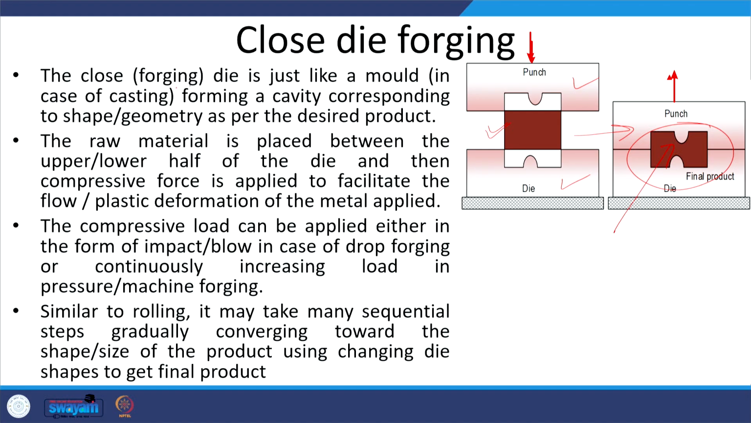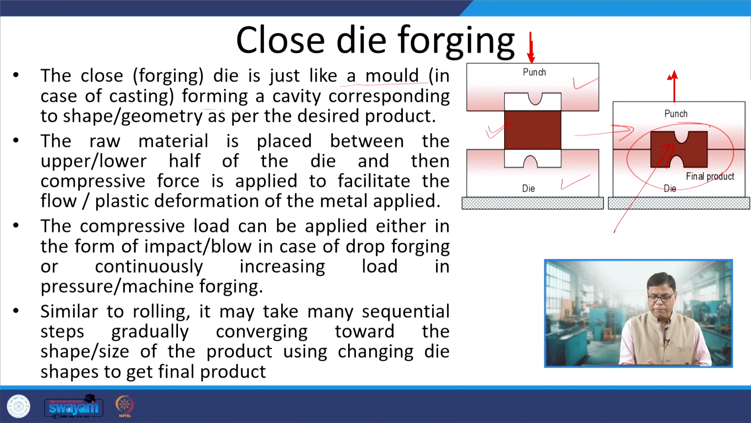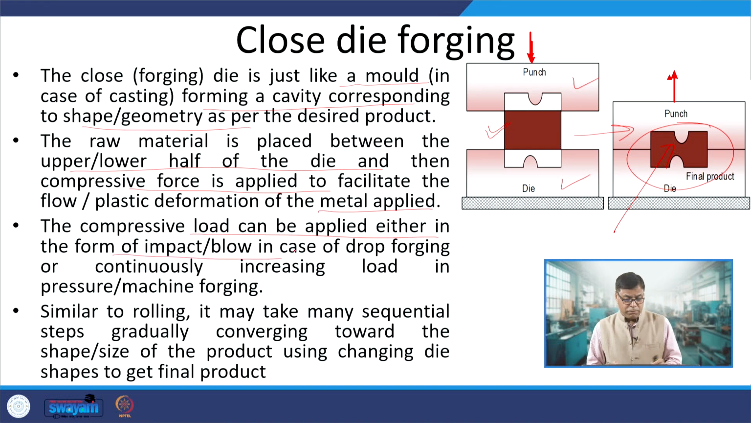The closed forging die is just like a mold cavity used in castings, forming a cavity corresponding to the shape or geometry desired in the product. The raw material is placed between the upper and lower halves of the die, and then compressive force is applied to facilitate plastic deformation. The compressive load can be applied either as impact or blows in the case of drop forging, or as continuously increasing load, or as pressure in machine forging.